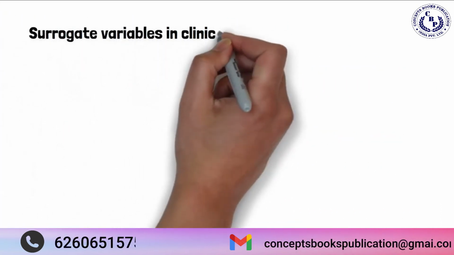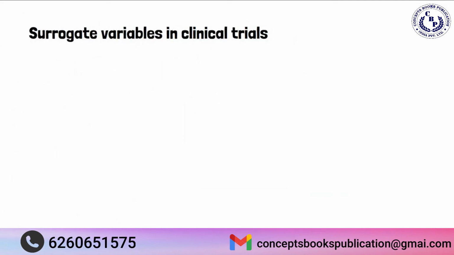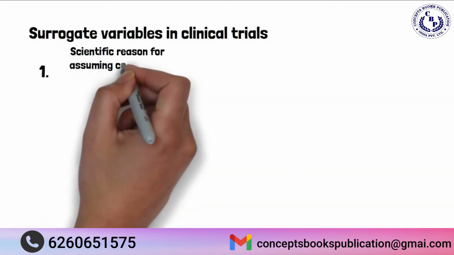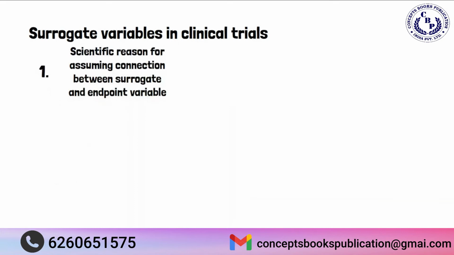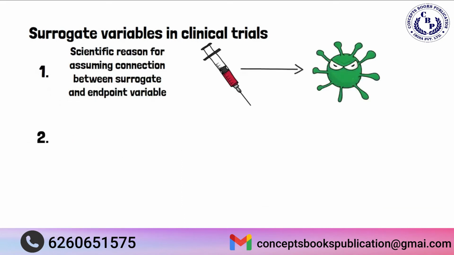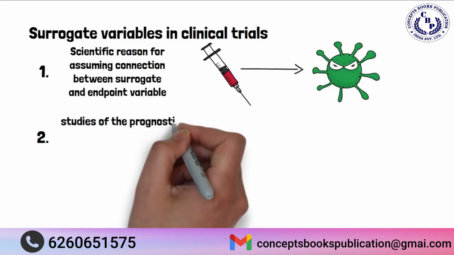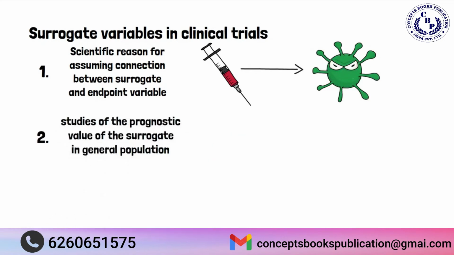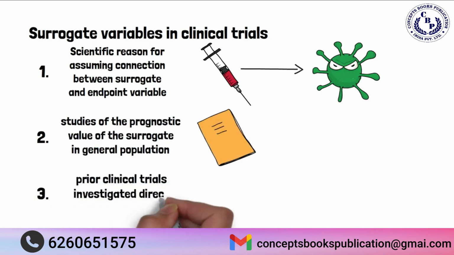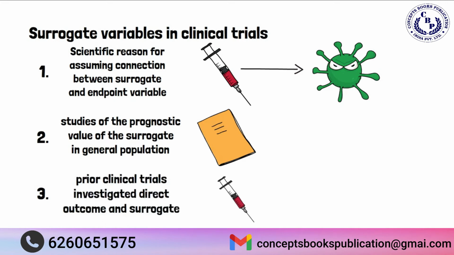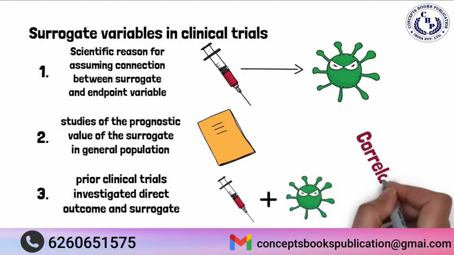In clinical trials, surrogate variables have to fulfill certain criteria before they can be used as such. There should be a scientific reason behind assuming that there is a connection between the surrogate and the actual variable of interest. Secondly, there should be studies of prognostic value of the surrogate in the general population. And third, there should be prior clinical trials that have investigated the direct outcome as well as the surrogate. Having only a correlation is not sufficient to serve as a surrogate variable.